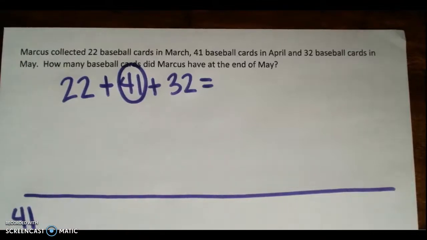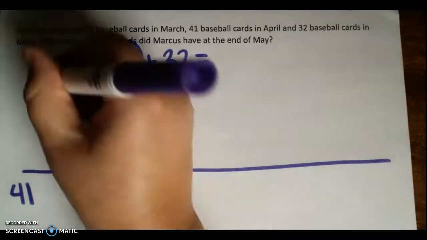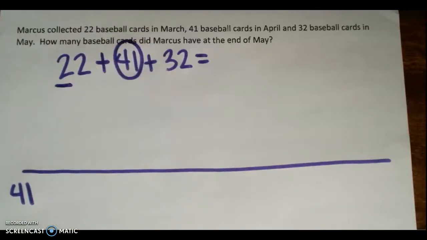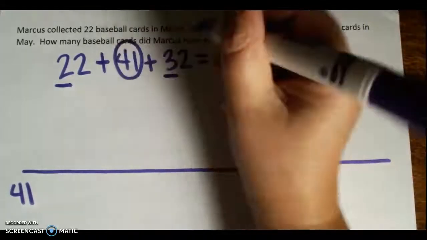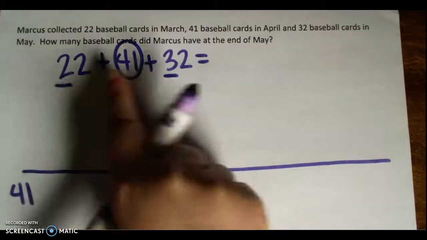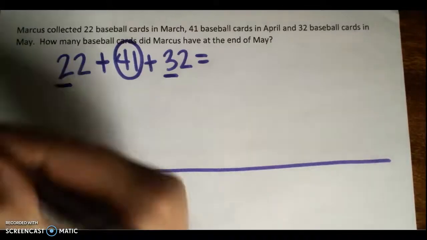Now, the next thing I want to do is I want to look at my tens. I notice that 22 has two tens and two ones. 32 has three tens and two ones. And I know that 2 plus 3 make 5. So I am going to go up 5 tens.